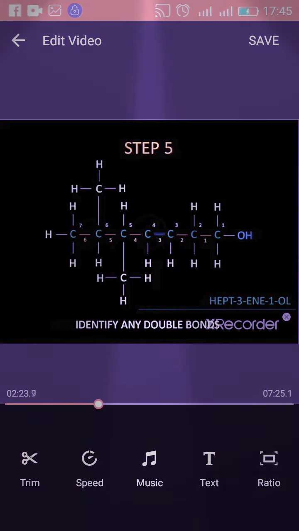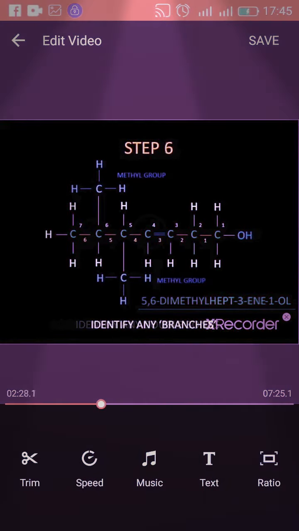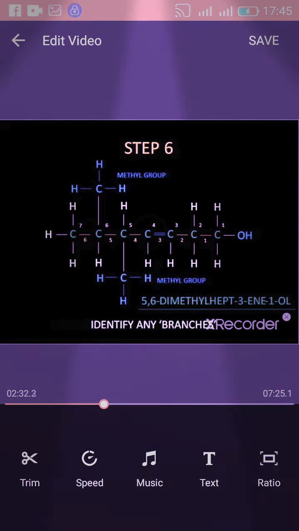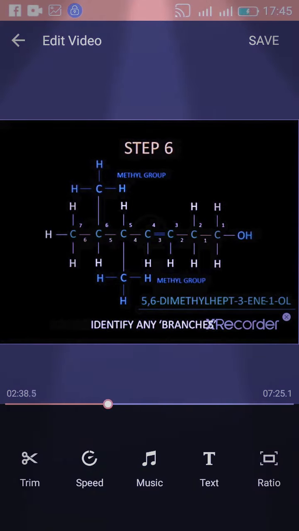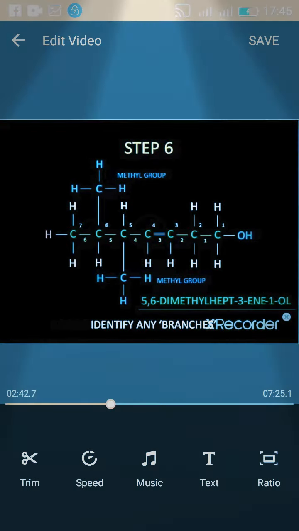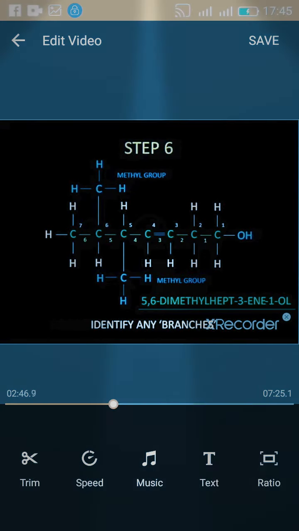After identifying the carbon double bond, make sure that you go to step number 6. Identify the branch. As you see on carbon number 4, there is a branch, which is called a methyl group, and on carbon number 6 there is another branch which you call a methyl group. So there are two methyl groups.